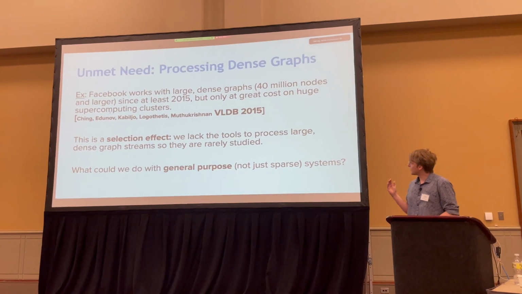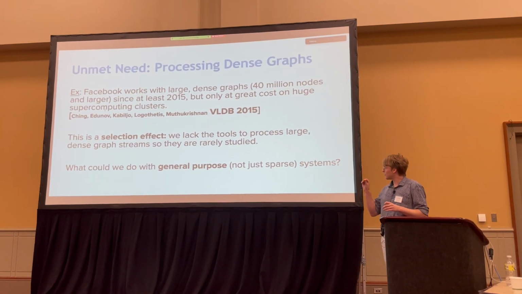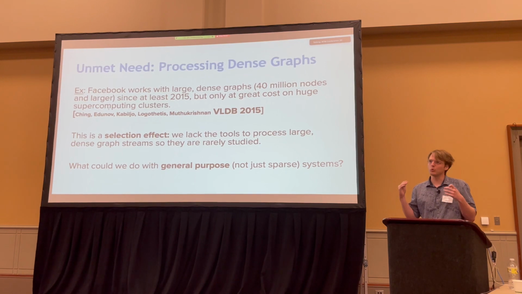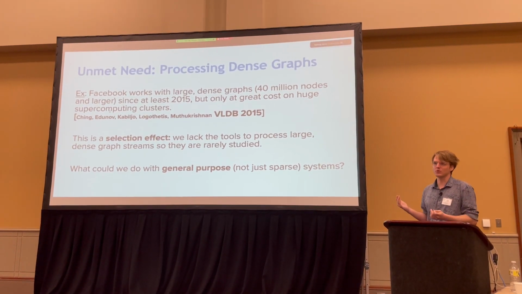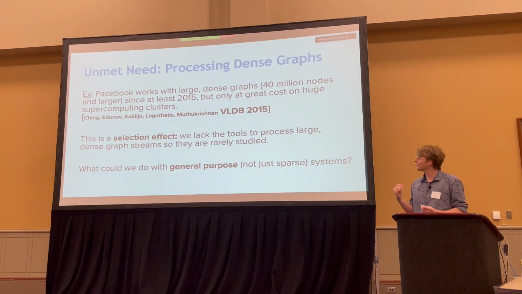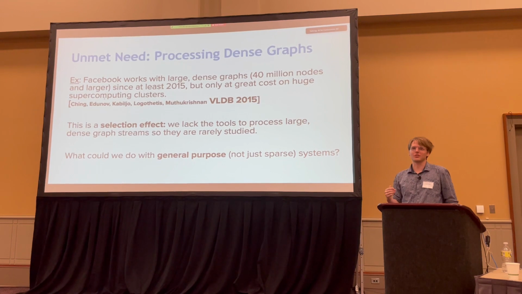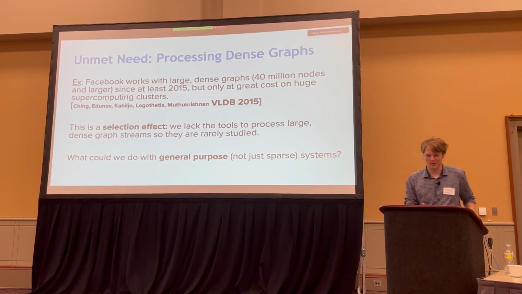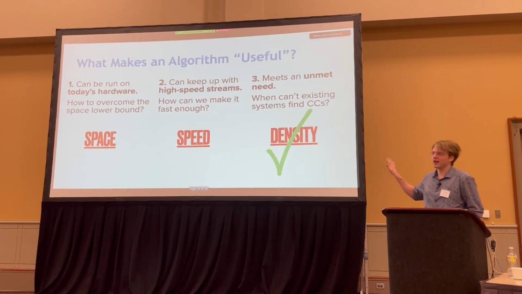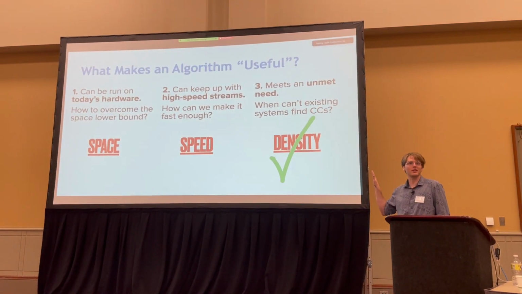So I'd like to raise the question, rather than only focusing on sparse, special purpose graph processing systems, what could we do with a more general system? What sort of applications would we be able to do? I know it would help Facebook. Could it help other people as well? We see lots of evidence for these sort of dense data sets that are just proprietary or too valuable for people to share. In any case, that's all I have time to say about density for now. But I hope I convinced you that it's an unmet need that we can explore.